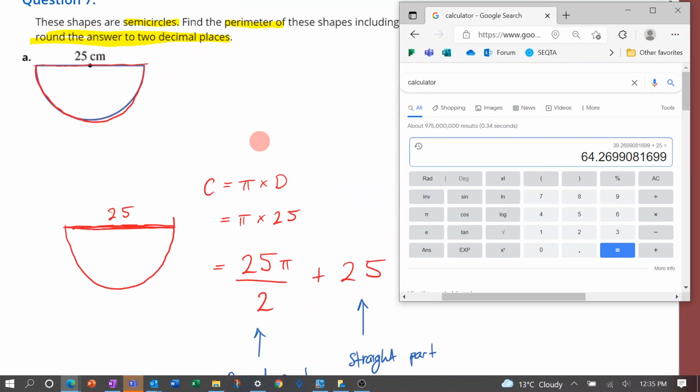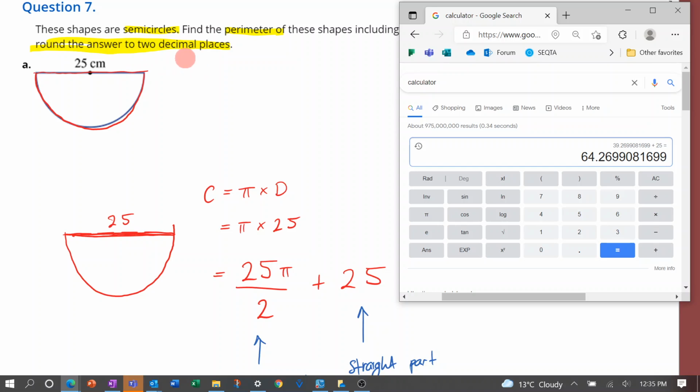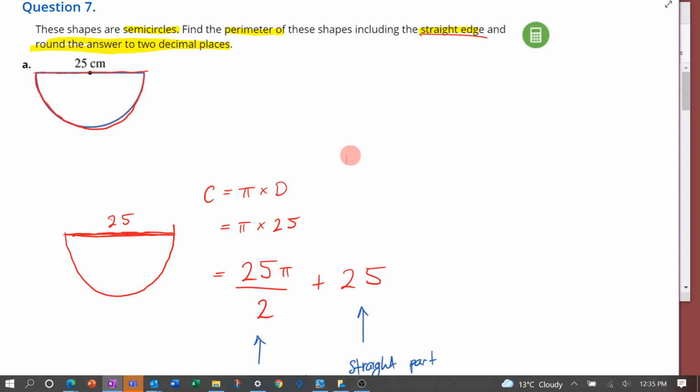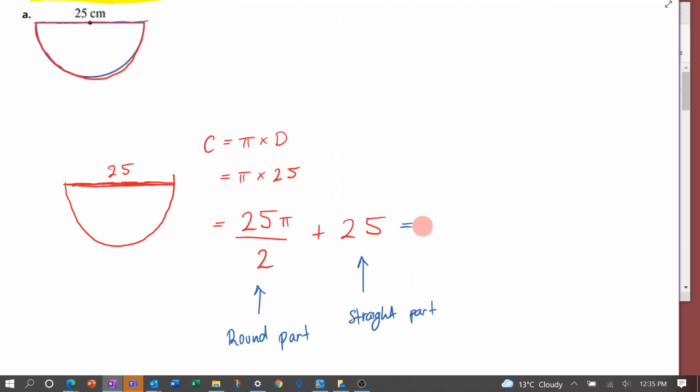Now, the question did say that I need to round it to 2 decimal places. So that means my final answer will be 64.27, because this 9 will round up this 6 to a 7. So it will be my final answer, 64.27 centimeters. And that is it.